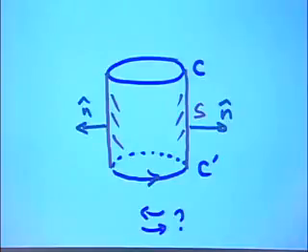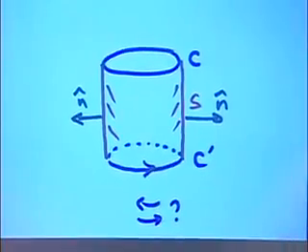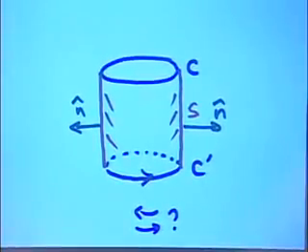One way to think about it, actually, it's pretty easy. Imagine that you're walking on the outside of a cylinder along C prime. If you want to walk along C prime so that the cylinder is to your left, that means you have to go counterclockwise around it.